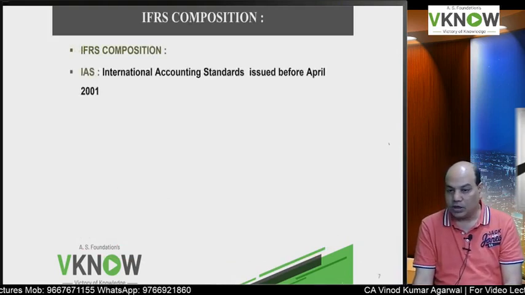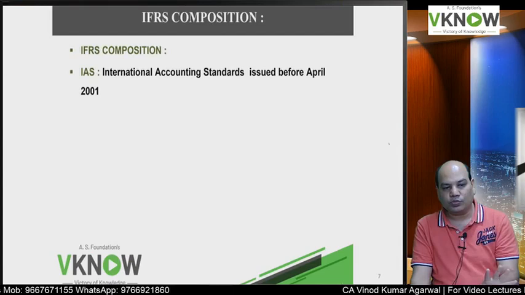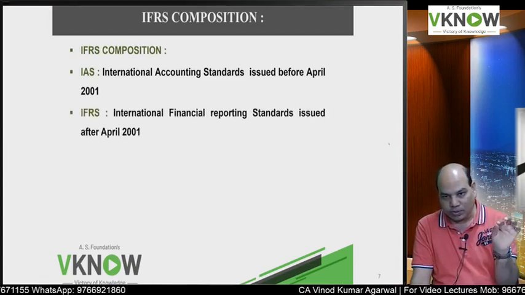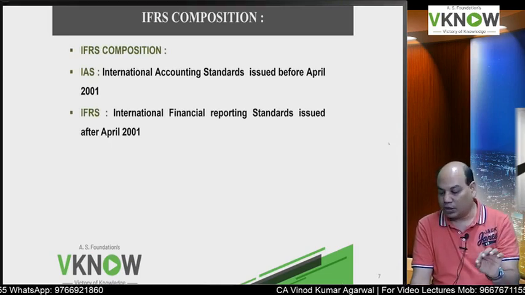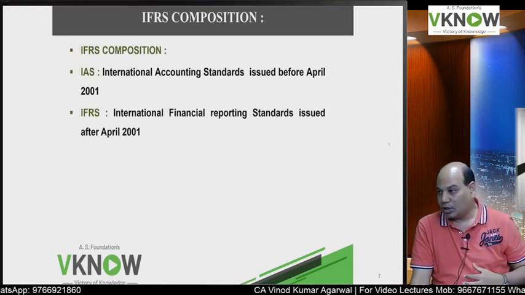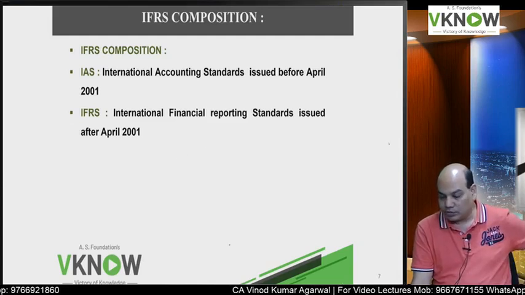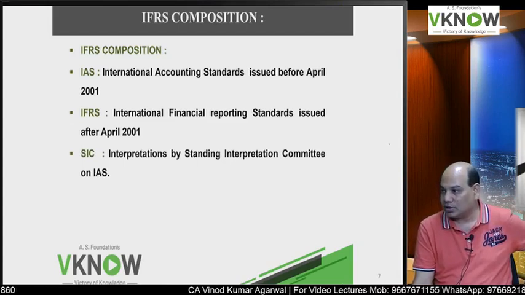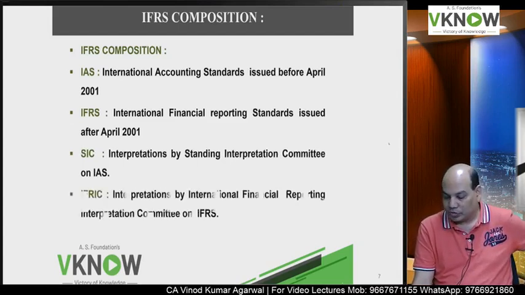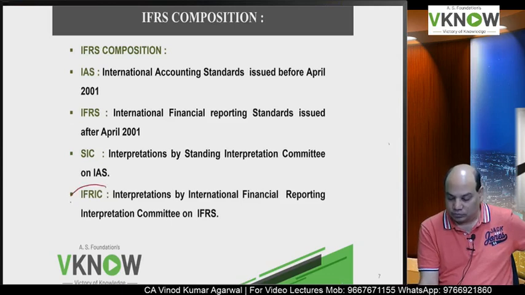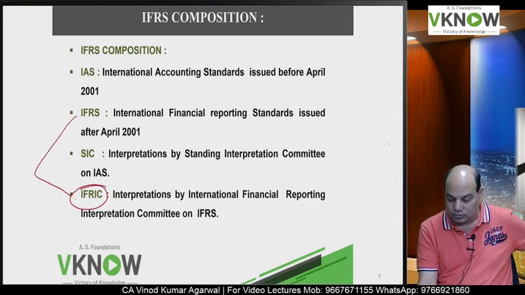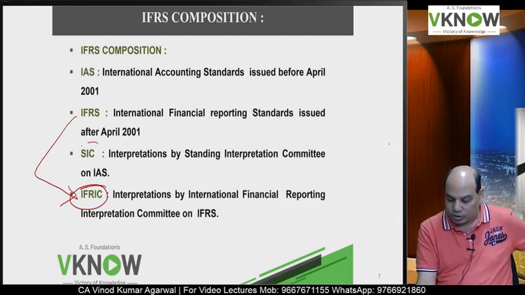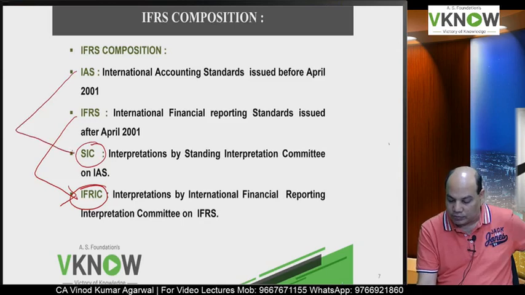Okay, IFRS composition now. So what you have to study in IFRS? You have to study International Accounting Standard number from 1 to 41, IFRS which were issued by IASB after April 2001, SIC which were the interpretation issued by IASC for IAS, and IFRIC. What is IFRIC now? IFRIC is the interpretation of IFRS. SIC is the interpretation of IAS.